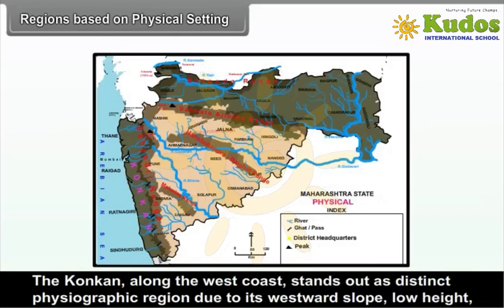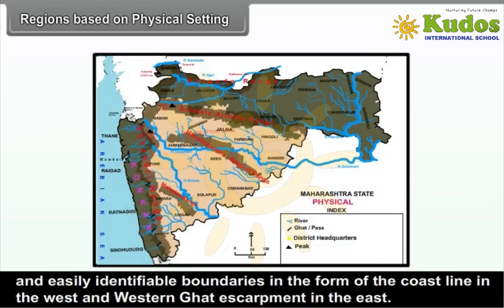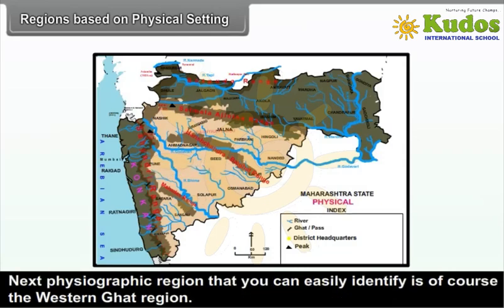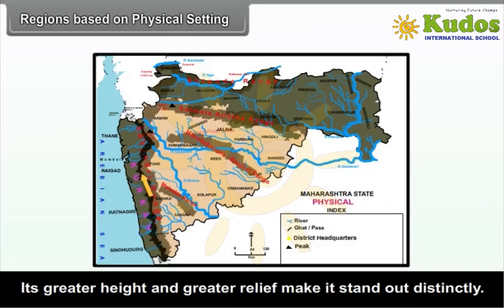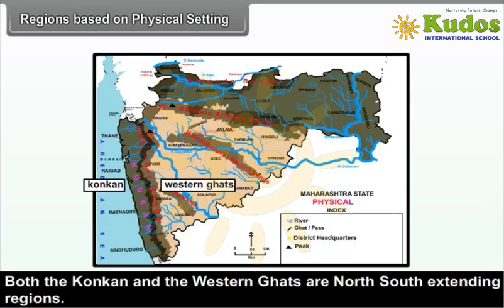The Konkan along the west coast stands out as a distinct physiographic region due to its westward slope, low height, and easily identifiable boundaries in the form of the coastline in the west and the Western Ghat escarpment in the east. Next physiographic region that you can easily identify is of course the Western Ghat region. Its greater height and greater relief make it stand out distinctly. Both the Konkan and the Ghats are north-south extending regions.